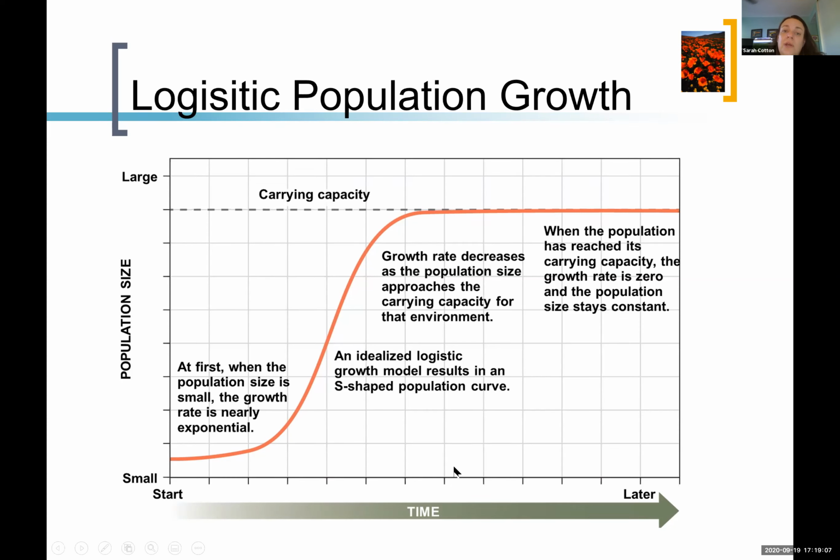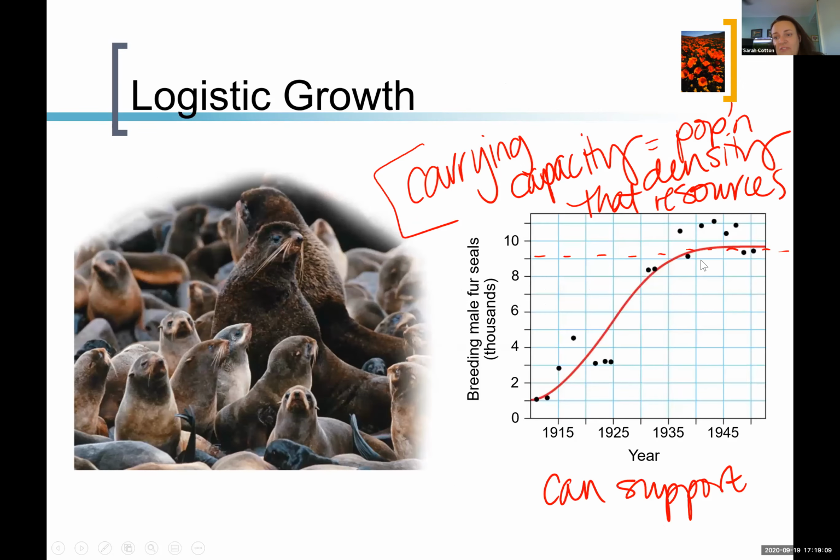Now, when you look at graphs of real organisms, there's often a little bit of back and forth. It's not like, oh, there are exactly 9,072 breeding male fur seals, and that's exactly how many there will be until the end of time, right? It's like you have a few too many and then some die and it goes down, so it's a wiggly flat line. Okay, all right, so that's logistic growth.